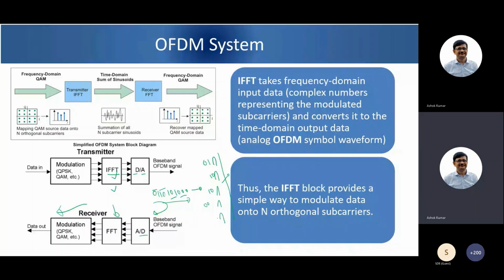The same diagram is shown here. Here we are mapping QAM sources onto n orthogonal subcarriers, which I explained. Then we are doing IFFT, inverse of FFT, and then we are summing up all those subcarriers into one and transmitting onto a carrier channel. At the receiver side, we do FFT, and then again we convert the frequency domain into QAM and decode the data. So this is a broad overview. There are many books and articles with detail about this. If you have interest, you can go through them. I can also give you certain material.